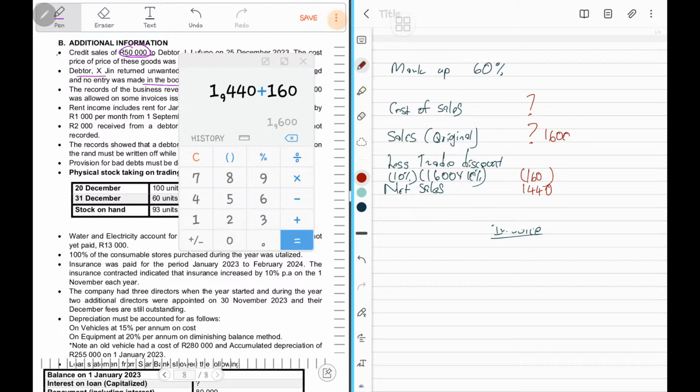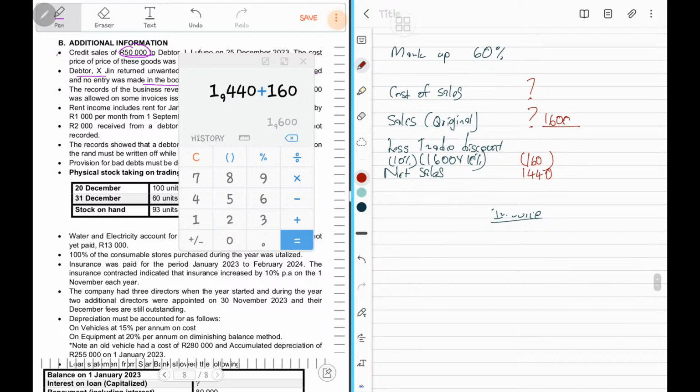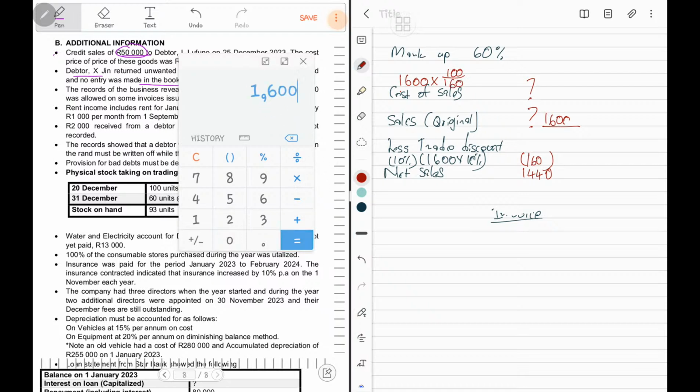Now after finding the 1,600, which is the original sales, we're going to use the original sales to calculate the cost of sales, because the cost of sales was used to calculate the original sales. So now we're going to apply the markup, meaning that to find the cost of sales, it will be 1,600, we multiply by what? By 100 over 100 plus the markup, so it will be 160. So when we take the 1,600, we multiply by 100 over 160, that gives us the 1,000.